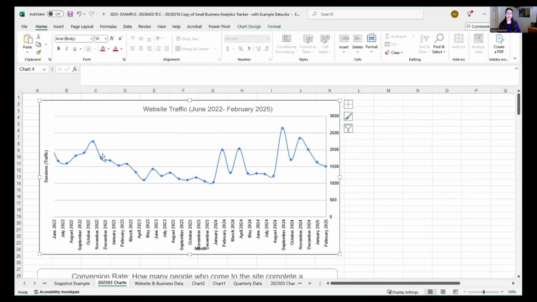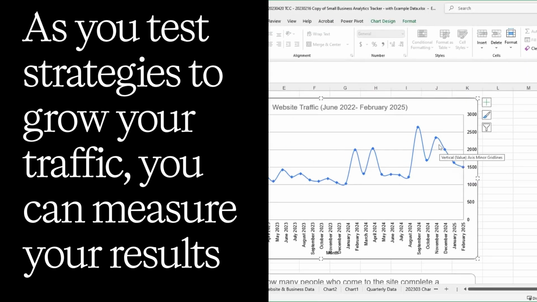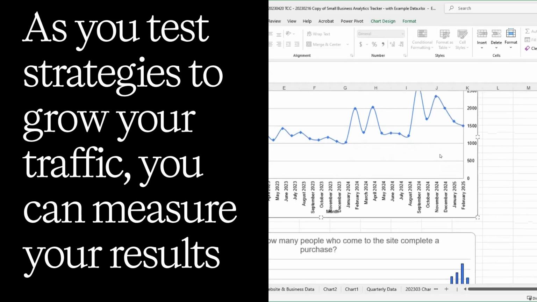And when you track these things over weeks, over months, over seasons, over years, you might start to see seasonality. You might start to see a correlation with other events. If you want to see your website traffic grow, then this is something you can keep track of and you can see what works and maybe what doesn't work.